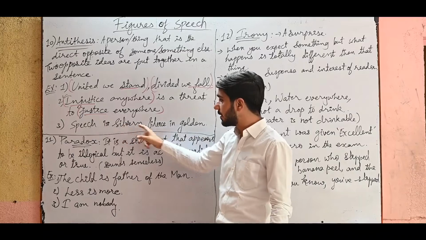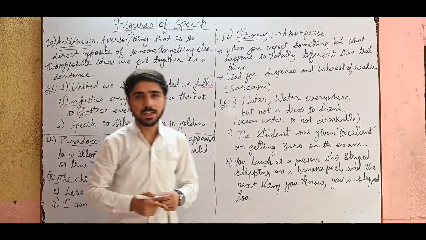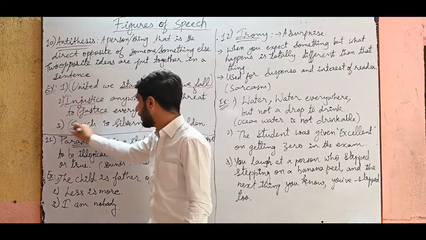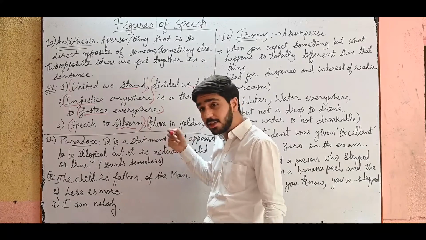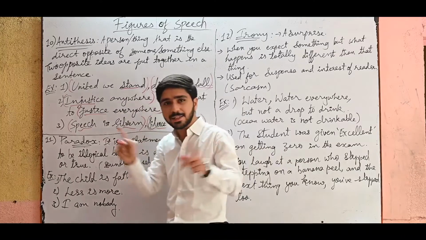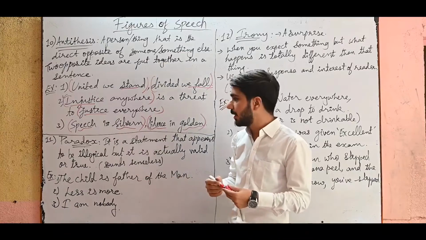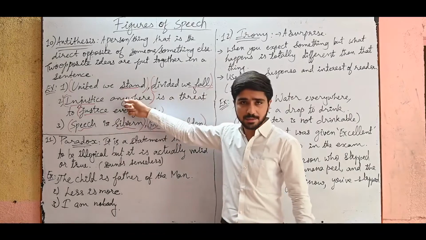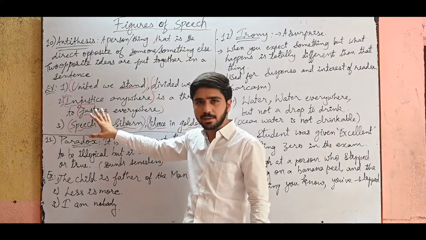Then next: speech is silver and silence is golden. In Gujarati also it is said, bole tena bor vechaય no bole tena nav gud. So it is like this: speech is silver and silence is golden. If you speak it is like silver, but if you keep quiet it is even better. Silence and speech, golden and silver, are opposite ideas, so that is called antithesis. There are many more examples, and antithesis is frequently asked, like man proposes and God disposes. That is also an example of antithesis.